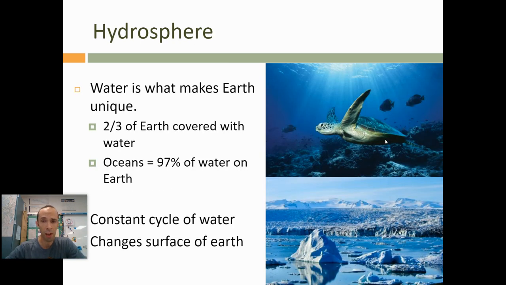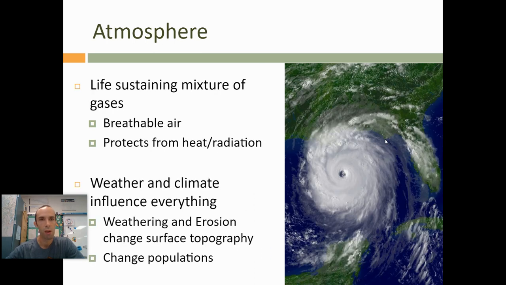So the hydrosphere is made up of all the water on Earth, and that's really what makes Earth unique. We have water in all three forms, solid, liquid, and gas, here on the surface, and there's really nowhere else like that in our immediate surroundings, at least from what we've discovered. The atmosphere is this life-sustaining mixture of gases that, for a number of reasons, preserves life on the surface. Okay, and we'll be looking at that later in the year.